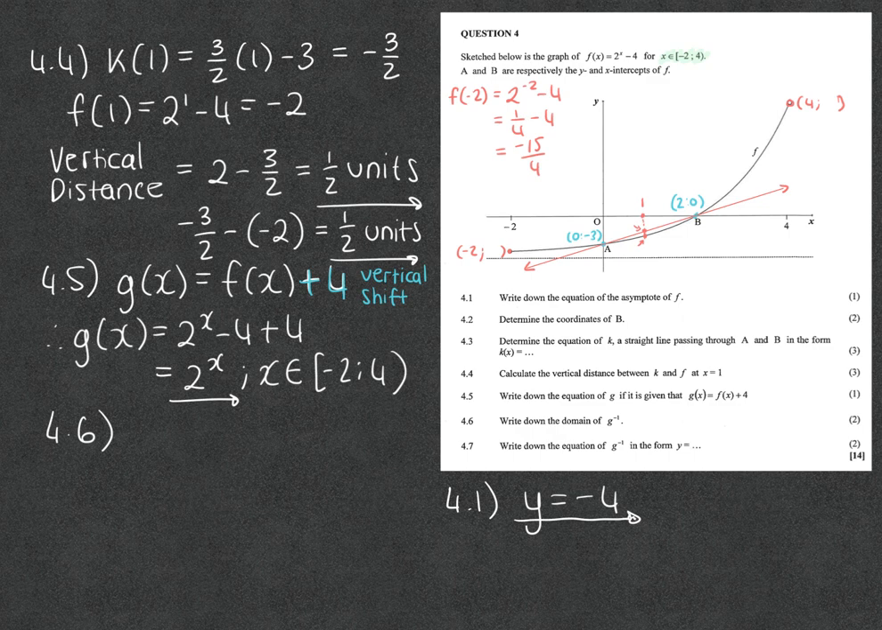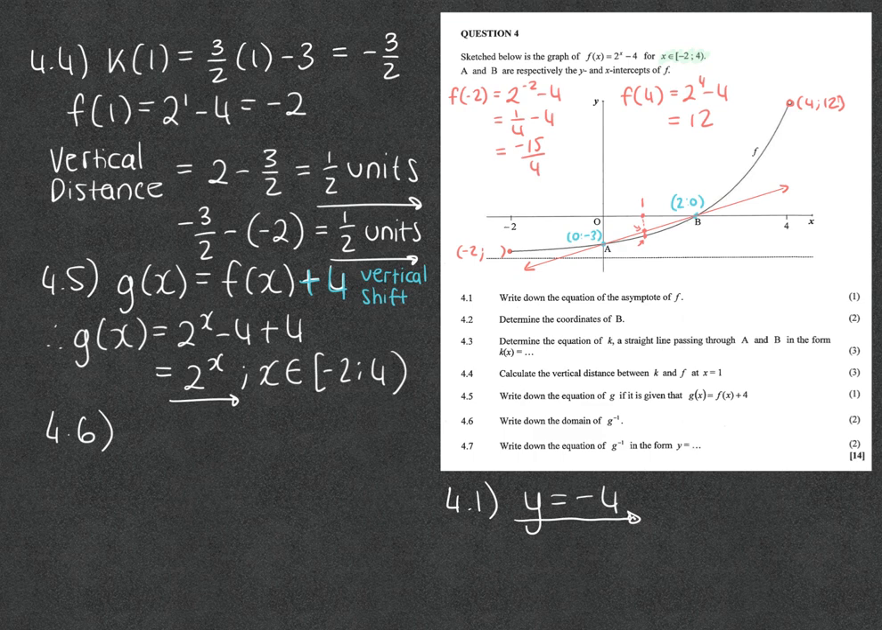And if I sub it into the other one, f of 4 equals 2 to the 4 minus 4. And that's going to give me 2 to the 4 is 16, minus 4 is 12. Okay, so that's going to be 4 and 12. Awesome. Okay, now let's put that there.